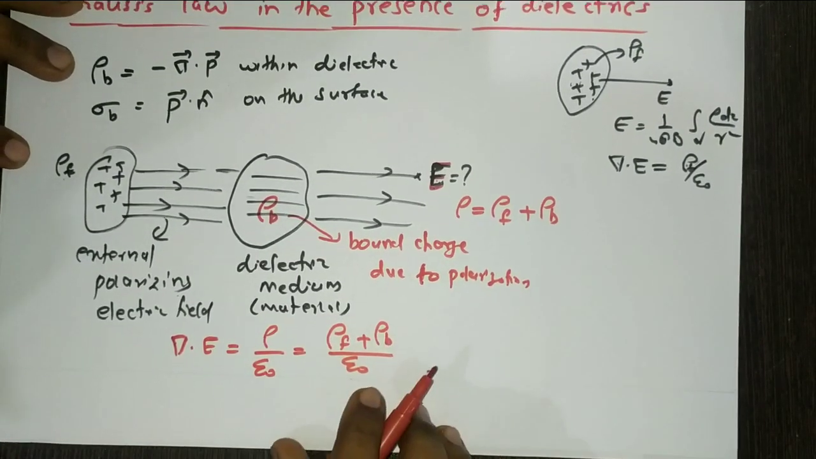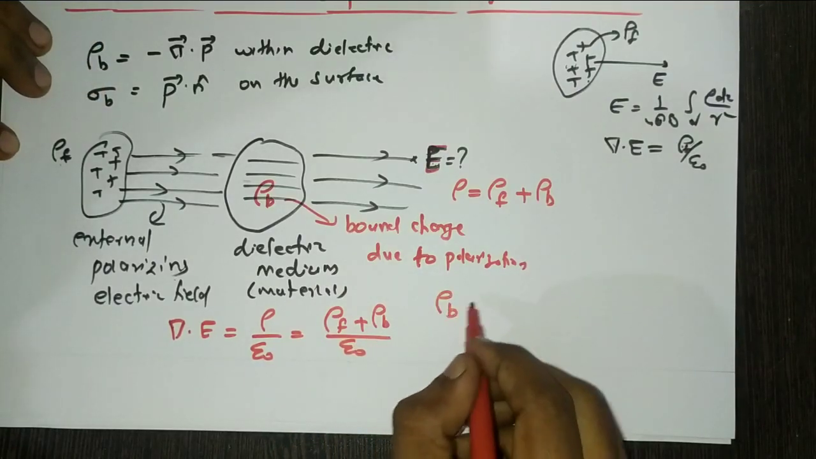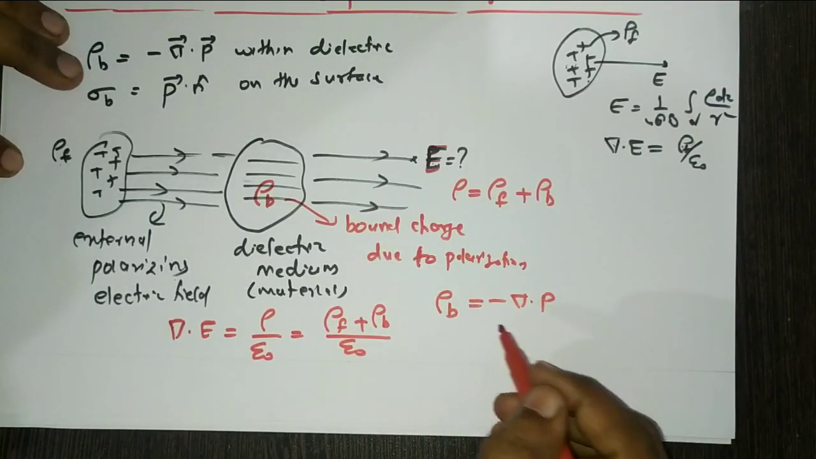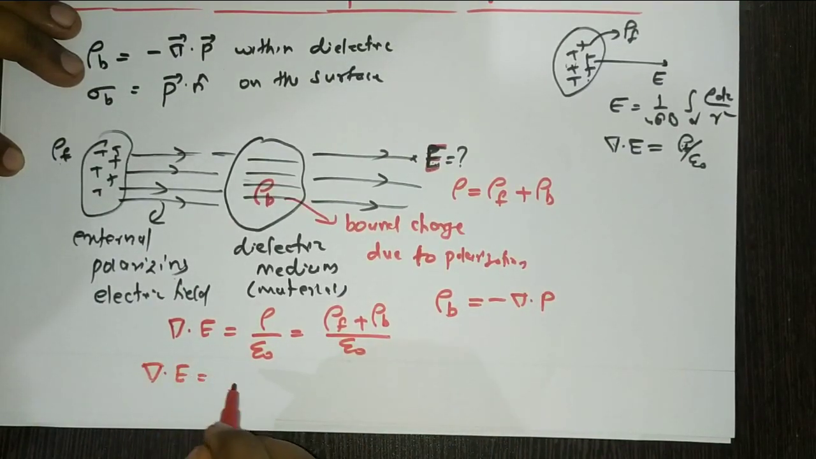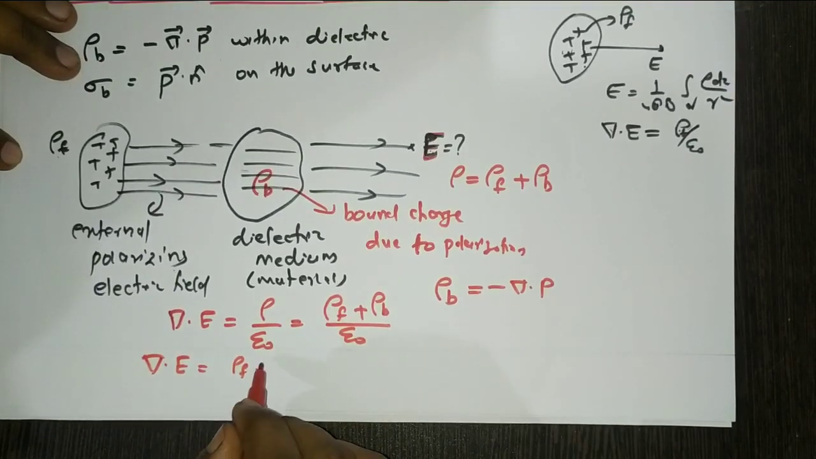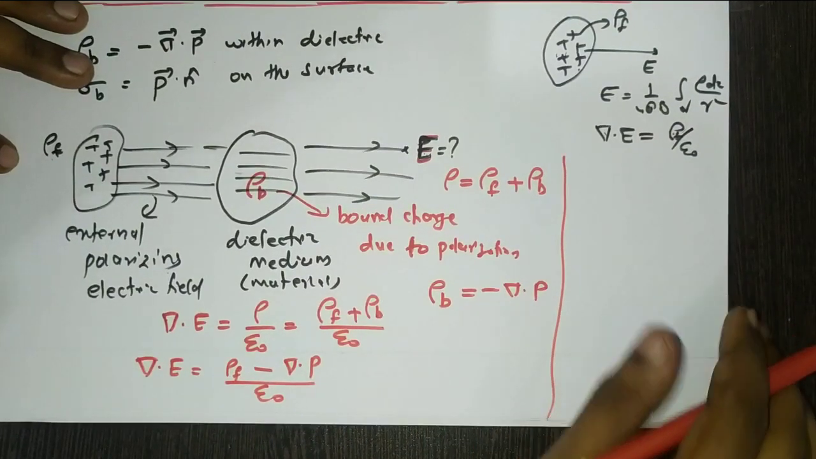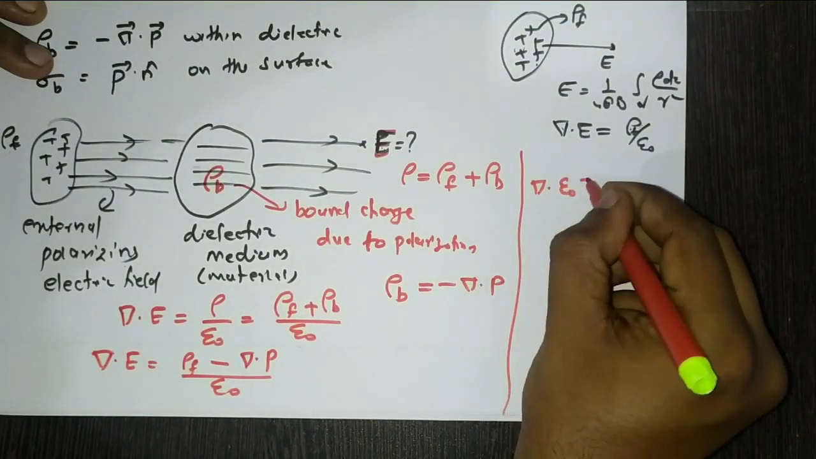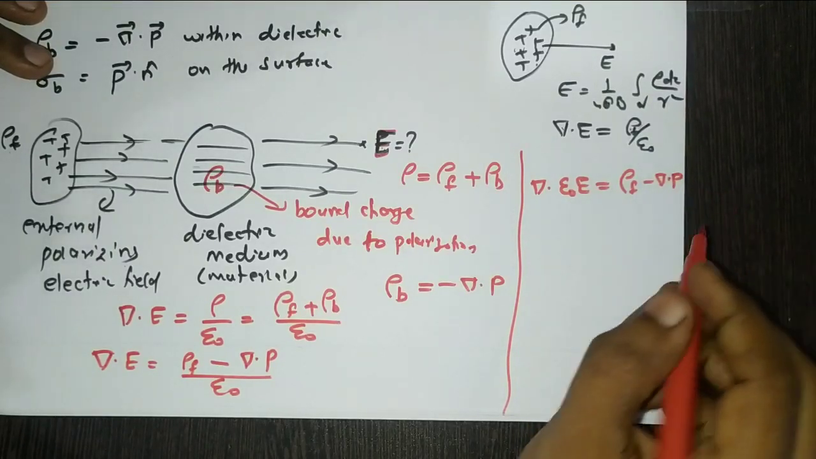We are familiar with this equation, that the volume bound charge density due to the polarization can be written as minus del dot P. I am going to replace this equation here. Therefore del dot E can be written as rho f minus del dot P divided by epsilon 0. Or if I take this epsilon 0 to the left side, this can be written as del dot epsilon 0 E is equal to rho f minus del dot P.